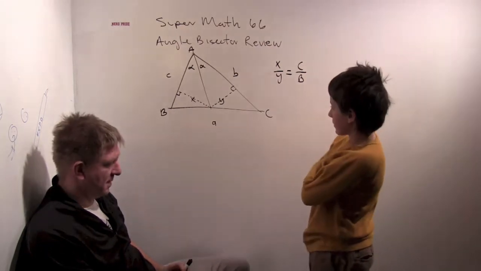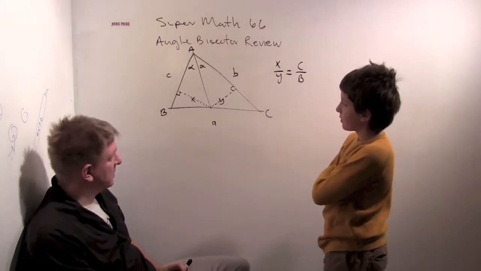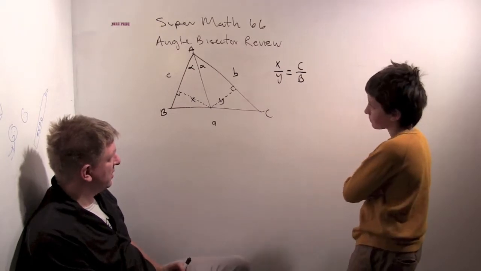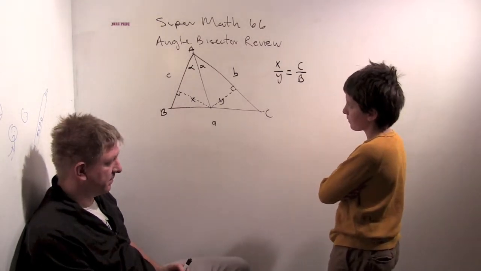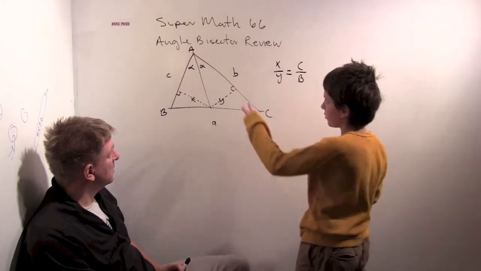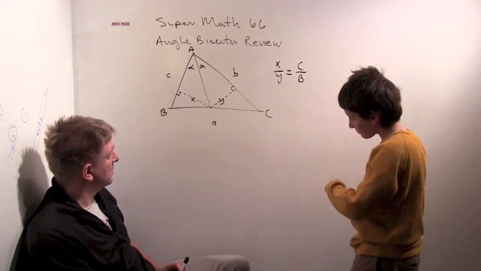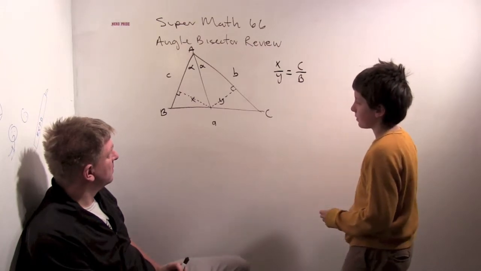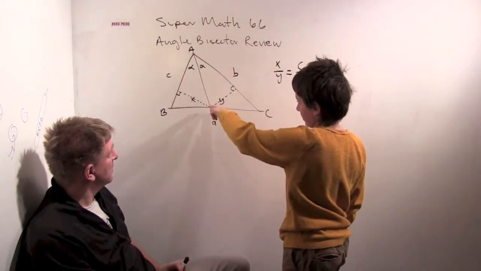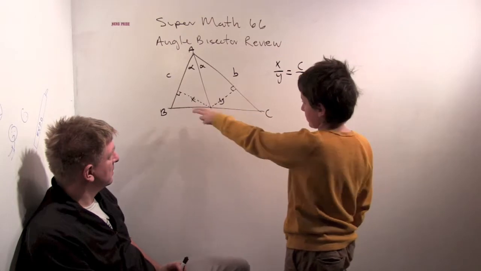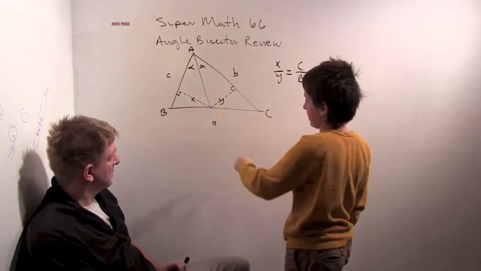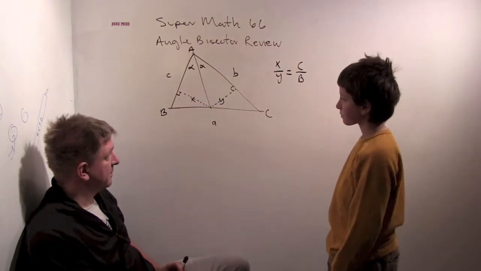How did we prove this? What else do you notice in this picture? Well, we have two angles that are the same. And the angle bisector reaches BC at this point and divides it into x and y.